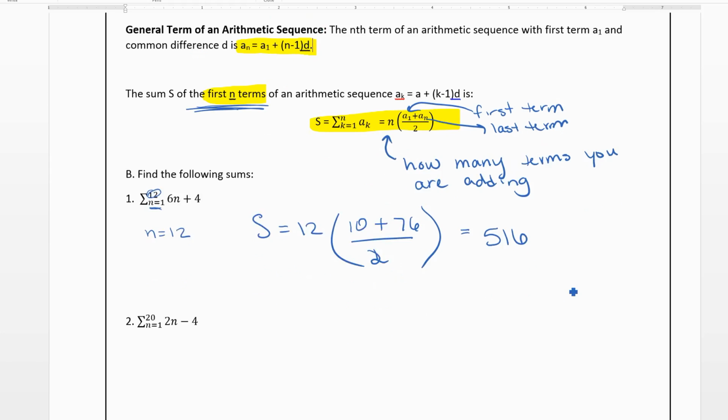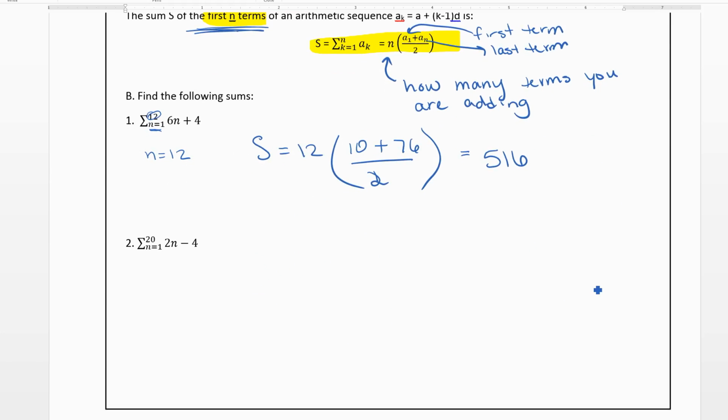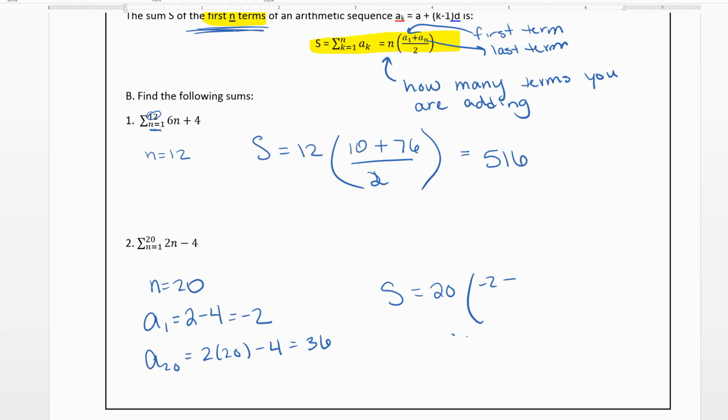Okay, next we want the sum from 1 to 20 of 2n minus 4. So our n is 20. We want to get a1, we would plug in 1 and we'd have 2 minus 4, which would be negative 2. And a20, we'd have 2 times 20 minus 4, which would be 36. So our sum here, we'd have 20 times negative 2 plus 36 over 2. And our sum here would be 340.